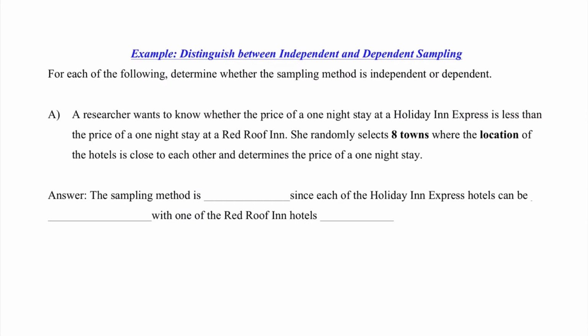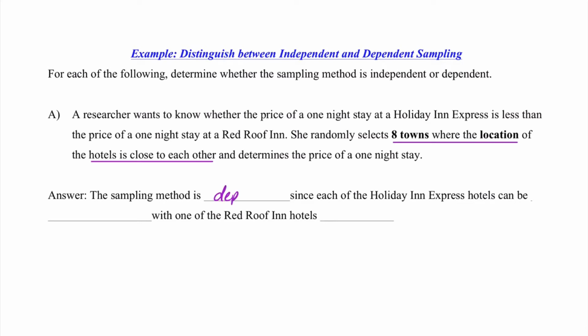Heading into our first example then, we're asked for each of the following, determine whether the sampling method is independent or dependent. A researcher wants to know whether the price of a one-night stay at Holiday Inn Express is less than the price of a one-night stay at a Red Roof Inn. She randomly selects 8 towns where the location of the hotels is close to each other and determines the price of a one-night stay. So of course it's bolded already, but we want to recognize that the 8 towns that were selected have an influence on the hotels that are selected, because the location of the hotels needs to be close to each other in order for us to compare.